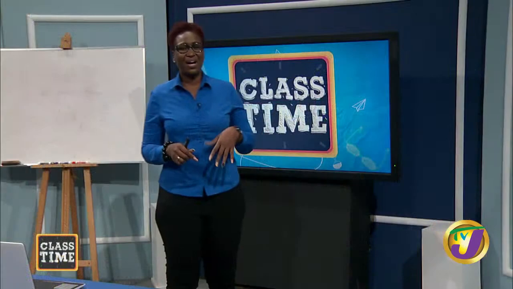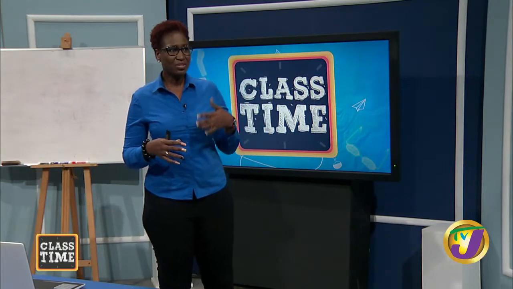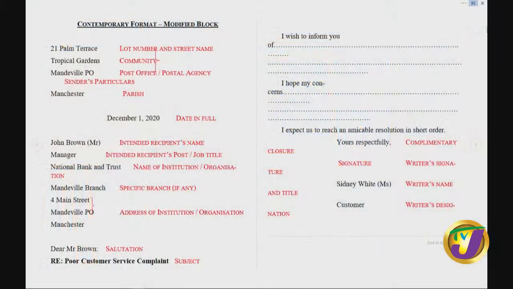And then we have the last form, which is the semi-block. Now the semi-block is almost like a hybrid of the block and the indented styles. So the semi-block, the addresses are to the left. The addresses are to the left, however, the paragraphs are indented. So that is how you get a little hybrid of the block format and the traditional format.